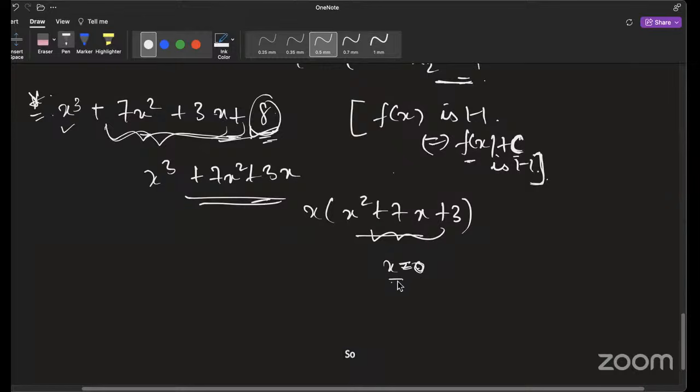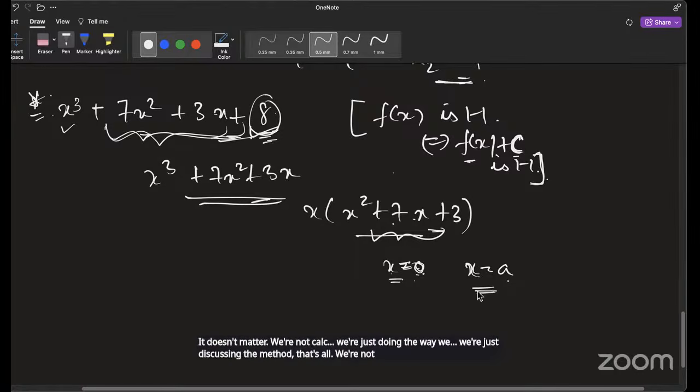So one root is x equals 0, and the other root you can test from here, right? If you can find other roots here, that means at x equals 0 you'll get the value 0, and at some other point you'll also get 0. So let's say x equals a is a root. At 0 and a, you get the same value. It doesn't matter what the numbers are. We're just discussing the method. That's all. We're not doing all of it here.